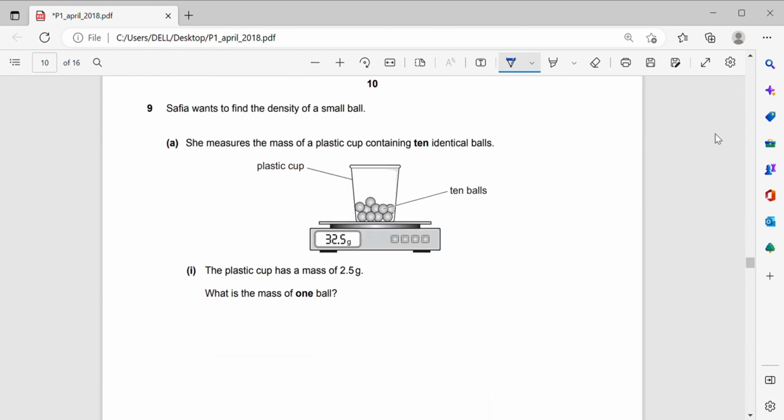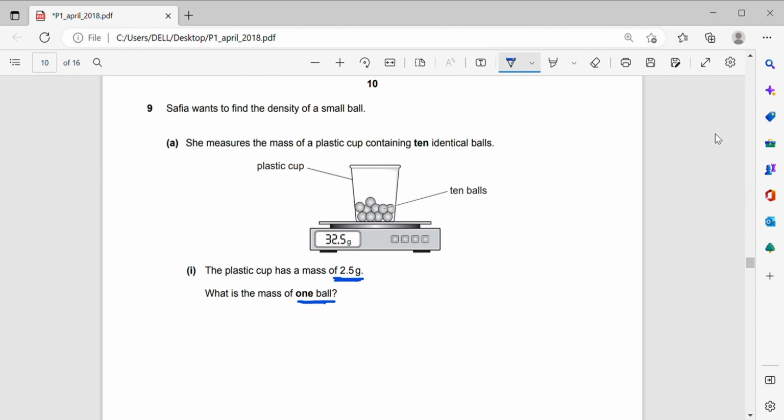Okay. Question number 9. Sophia wants to find the density of a small ball. She measures the mass of a plastic cup containing 10 identical balls. Plastic cup and 10 balls here. The plastic cup has a mass of 2.5 grams. What's the mass of one ball?